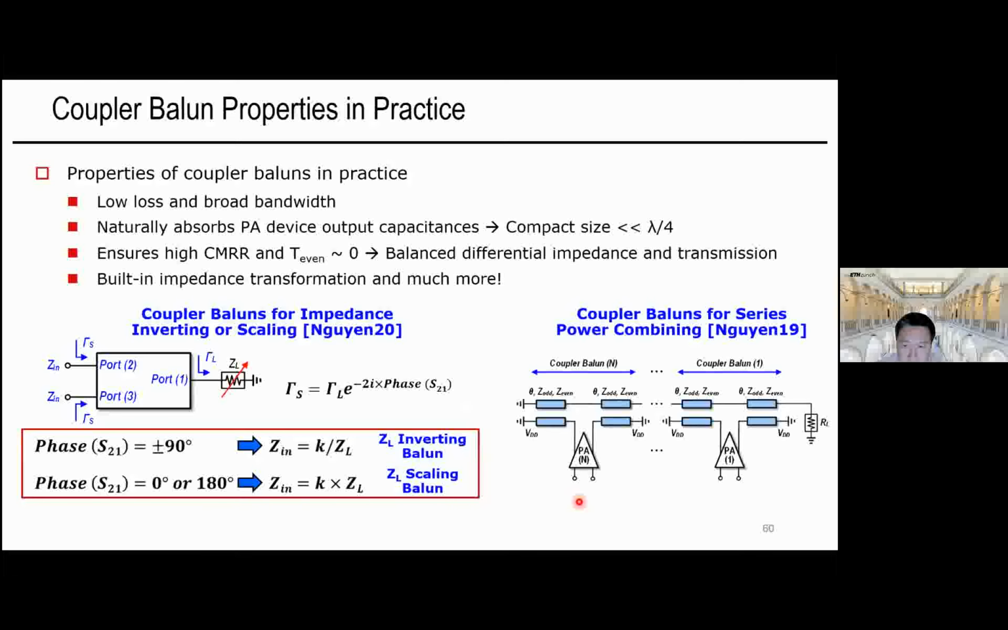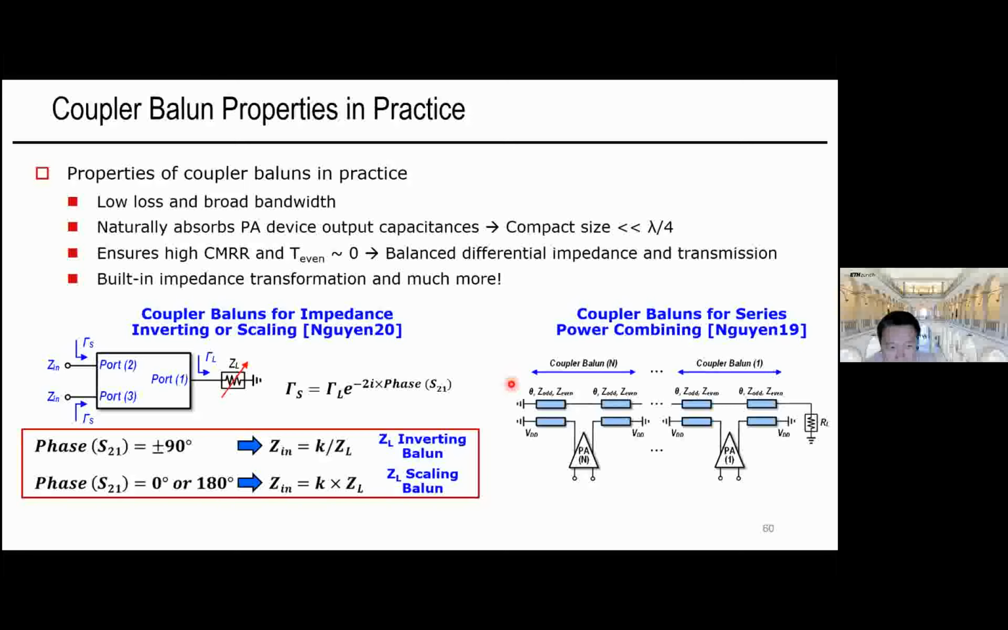So to summarize the coupler balun properties, it offers low loss and broad bandwidth, as we can see. It can naturally absorb the PA and device output capacitance for very compact designs, and it also ensures high common mode rejection and almost zero even mode transmission. This is a big advantage. This guarantees the balancing of the differential impedance and in-phase differential signal propagation, because it will block any common mode signals going to the output. It will also offer built-in impedance transformation and many other design variants and properties.